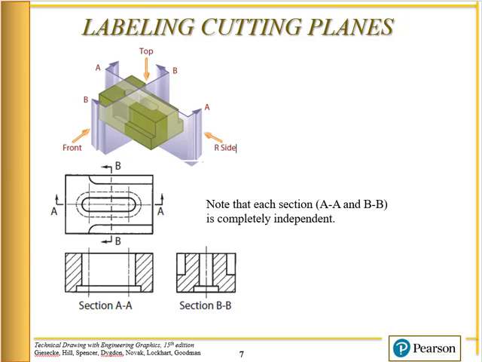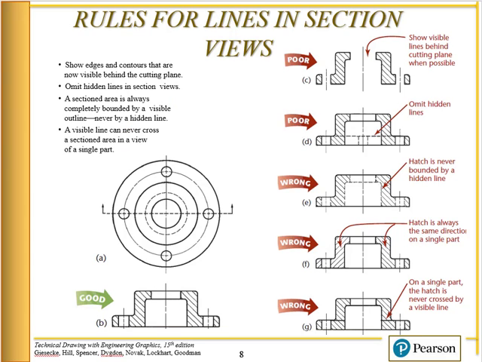Okay, so a little bit about rules for section views. This textbook, and you're going to see this a lot in this class, puts these displays out here, so good examples of right versus wrong ways. Okay, so here we got a cylindrical part. It's got a section view, and here looks like an example of a good cross section. Now let's talk about examples of some bad cross sections here.